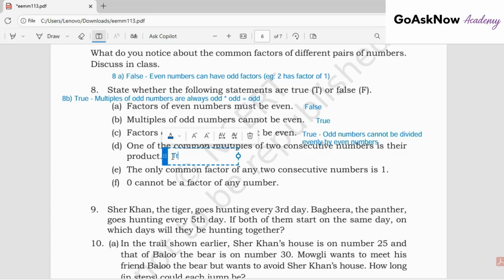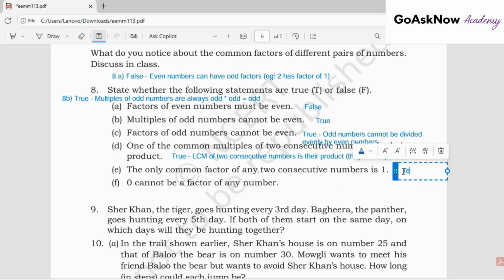Next, one of the common multiples of two consecutive numbers is their product. Let us check this. True, because the LCM, least common multiple, of two consecutive numbers is their product. They are all co-prime. The only common factor of any two consecutive numbers is 1, so it is true.